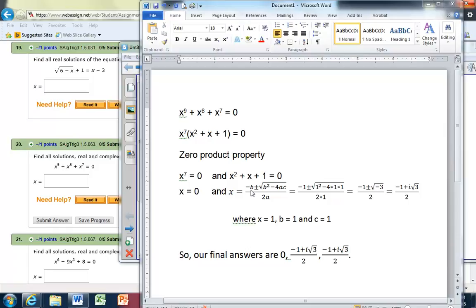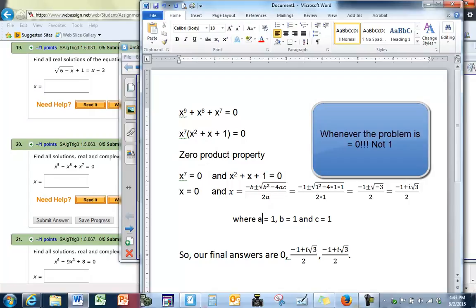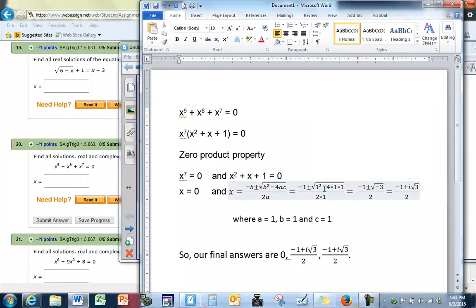And here's our quadratic formula. A is always the coefficient of x squared. B is always the coefficient of x. And c is always the constant whenever our problem is equal to 0. So when we plug these values in under our radical sign, 1 minus 4 gives us -3. And the way we simplify complex numbers is we take the square root of -1, that gives us i. Since there's no way to simplify 3, we just leave it under our radical sign.